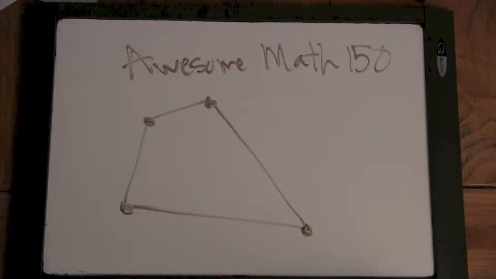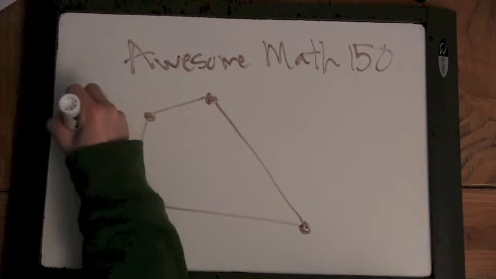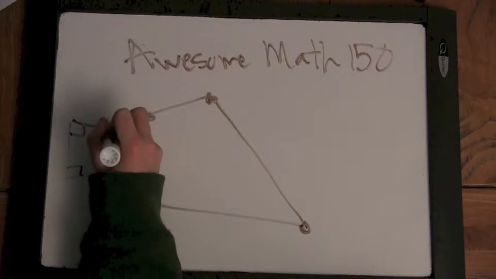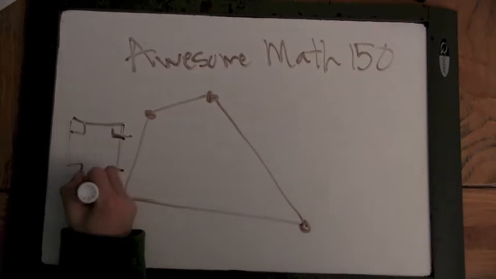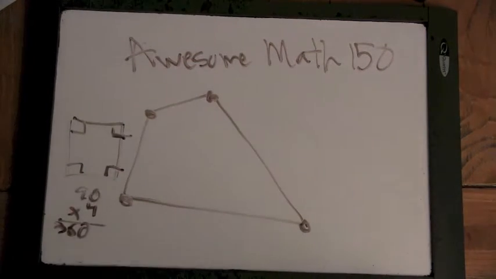So here's a four-sided shape. How could we figure out what the angles in a four-sided shape add up to? Well, if you draw a square, which is a four-sided shape, or a rectangle, it has four 90-degree angles. Okay, so it's 90 times 4, so it's 360. So a square or a rectangle seems to have 360 degrees.